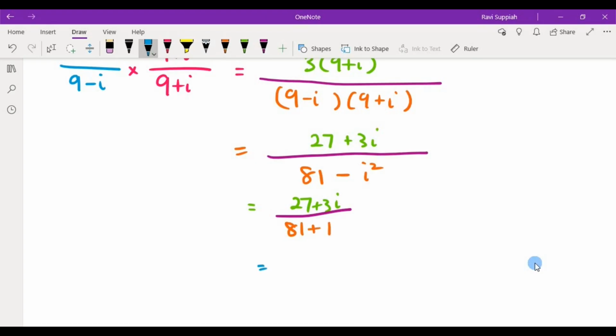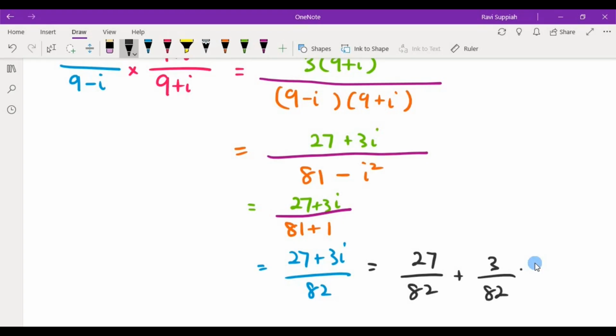So that equals 27 plus 3i over 82, and that will be written as 27 over 82 plus 3 over 82i. And that is the final answer for this complex number division here.